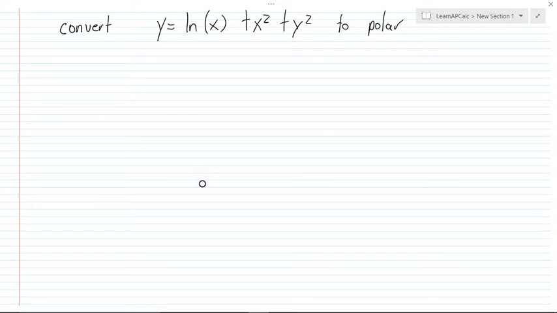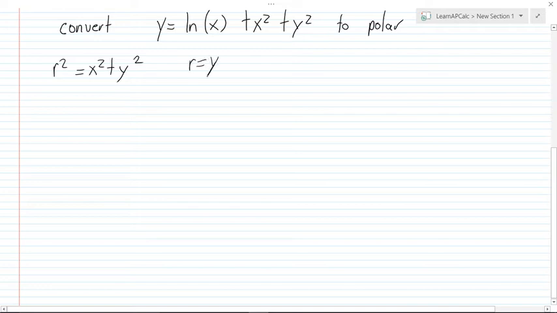So again, we're just going to use these master equations for polar. There is one with tangent, but these are the main ones that you will be using basically all the time and that you really should know. So r squared equals x squared plus y squared, y equals r sine theta, and x equals r cosine theta. And you might notice that this is similar to the unit circle, where x is cosine and y is sine.